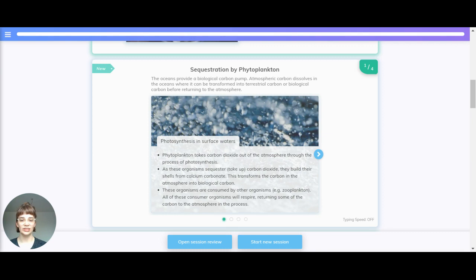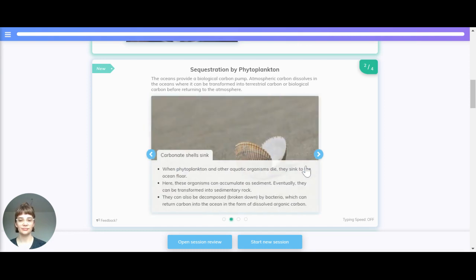All of these organisms sequester, meaning take up, carbon dioxide. They build their shells from calcium carbonate. This transforms the carbon in the atmosphere into biological carbon. These organisms are consumed by other organisms like zooplankton. All of these consumer organisms will respire, returning some of the carbon to the atmosphere in the process.